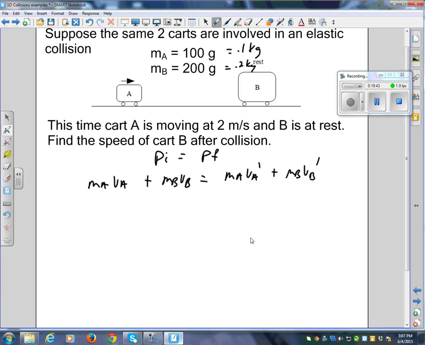Fill in what you know. MA is 0.1. Velocity A, 2. Mass of B, 0.2. Velocity B, 0, at rest. Mass of A, 0.1.